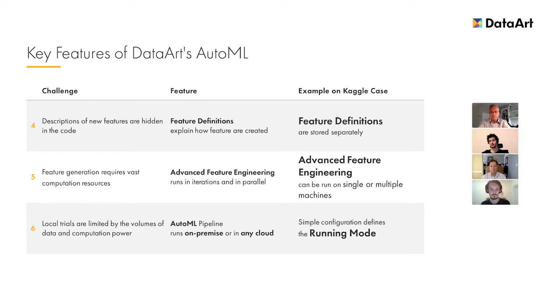Also, this is a common issue known to data scientists. Local trials are usually limited by the power of local workstations, local computers, and by the volumes of data. But for the AutoML pipeline, we developed a simple configuration that can select the running mode. So you can do a smaller trial on your local machine, then just change your flag and do the same in a cluster.